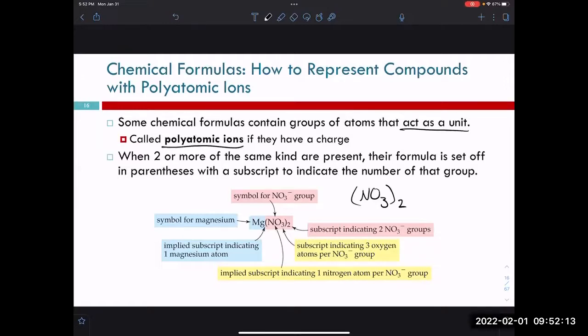If you have 1 of them, you just leave the parentheses off. So something like sodium nitrate would be NaNO3. This is why I have you memorize the polyatomic ions. You need to just know that this is nitrate, that it's a polyatomic ion.